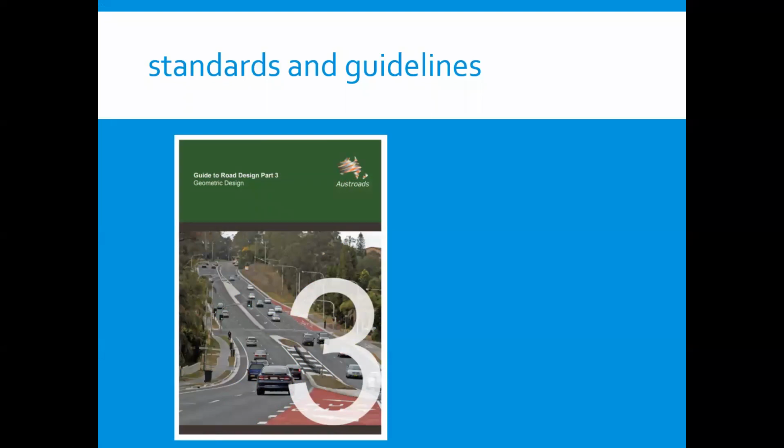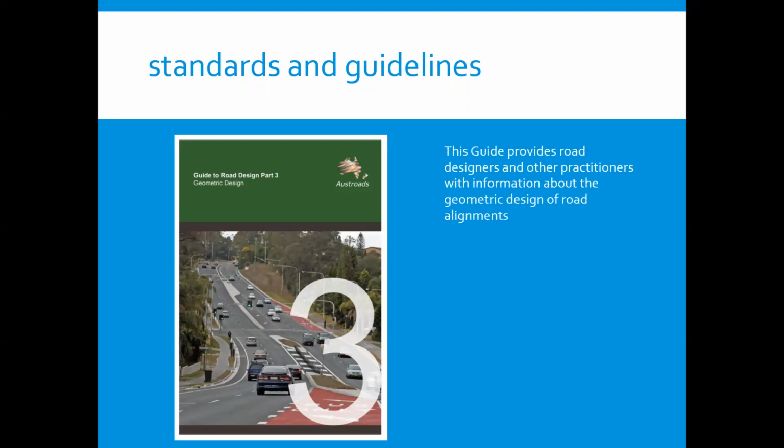One of the main sources of knowledge, other than my lectures and my notes, is the available standards and the guidelines. The most suitable standard, or the guideline rather than the standard, is the Guide to Road Design, Part 3, Geometric Design, prepared by Austroads. This document provides road designers and other practitioners with information about the geometric design of road alignments.